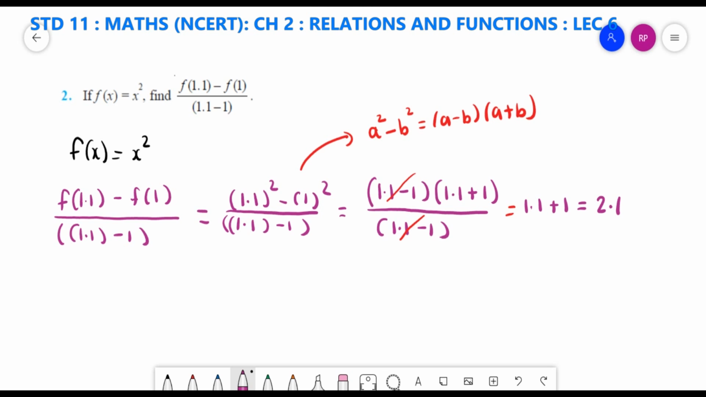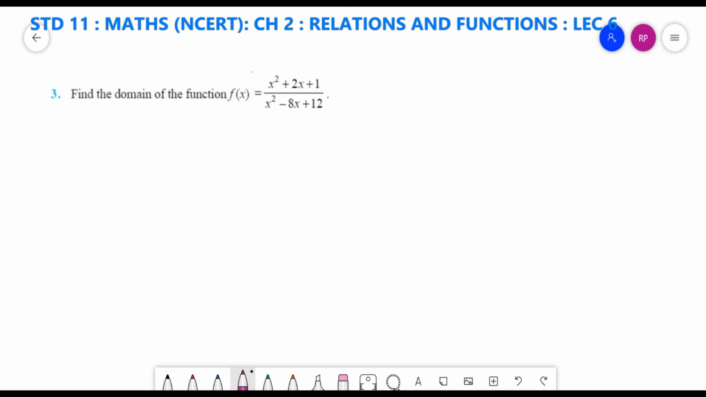Okay, let's move to the third one. Question number 3. Find the domain of the function f(x) = (x² + 2x + 1)/(x² − 8x + 12). Now remember what you have to do in this type of question. Domain means which values of x you can take.